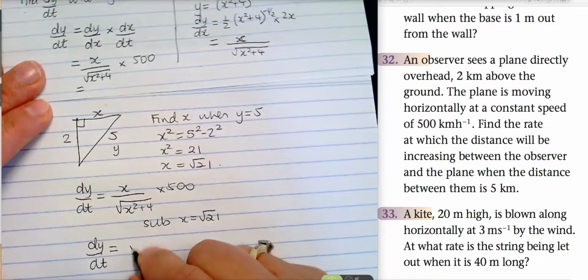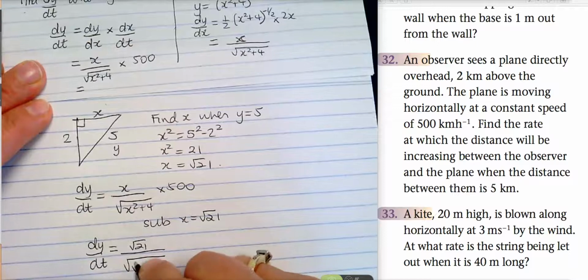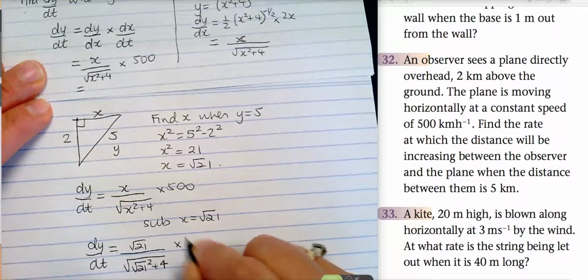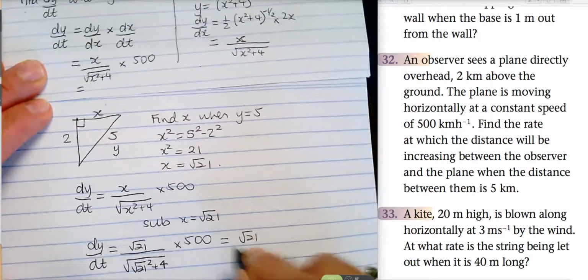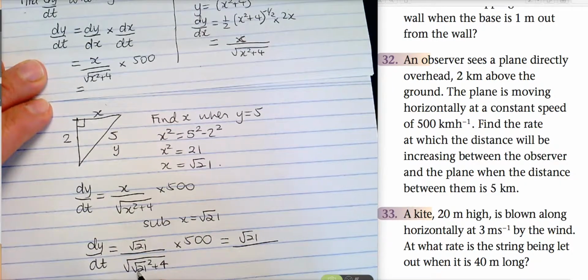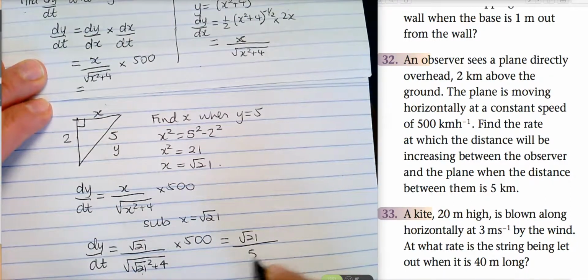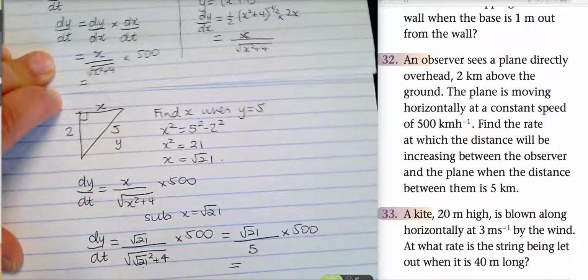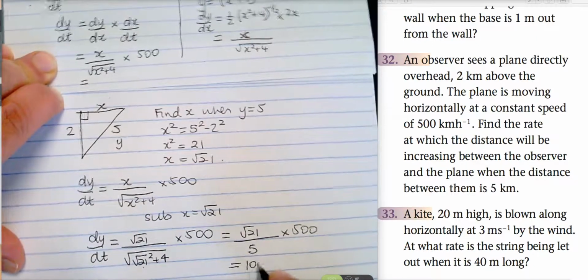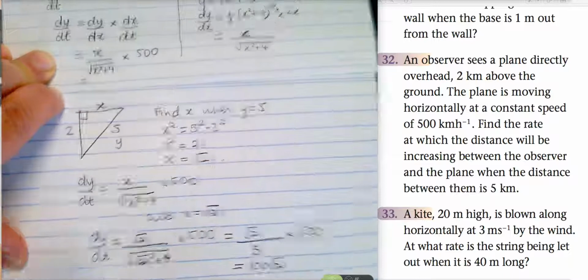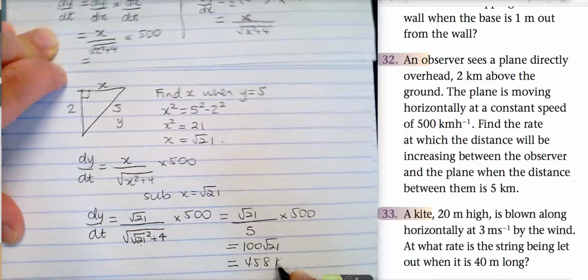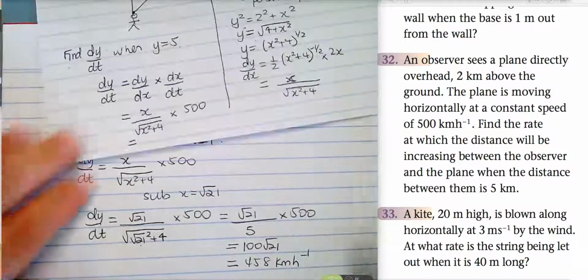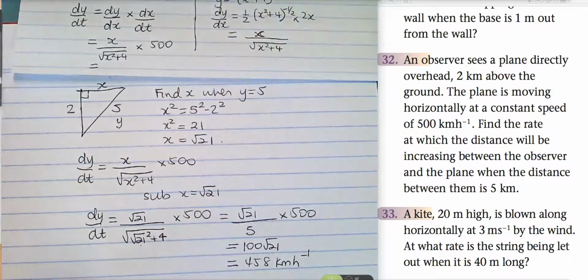So we get dy/dt is the square root of 21 over the square root of (the square root of 21 squared plus 4) times 500. That's the square root of 21 over the square root of, well, the square root of 21 squared is 21. So it's over the square root of 21 plus 4, over the square root of 25, which is 5, times 500. So therefore it will be 100 root 21, which is 458 kilometres per hour. Okay? And that's that question. When I post this video, I will set the homework with it. Okay?